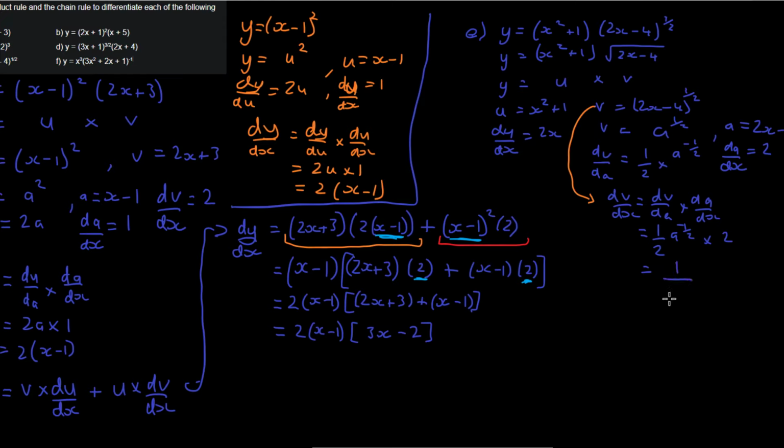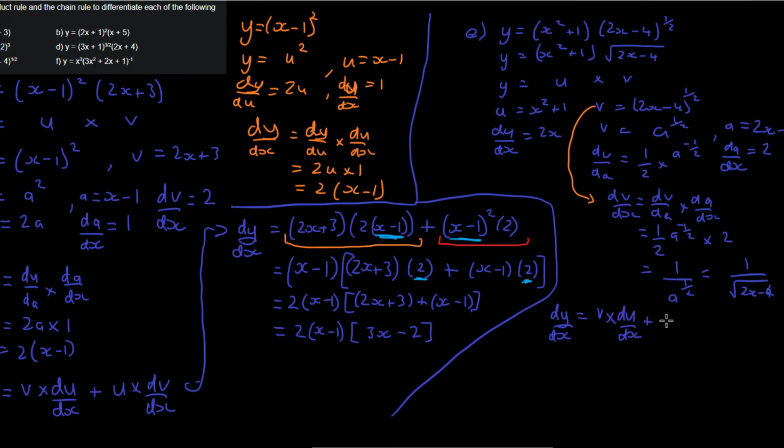I don't like negative powers. Let's just put that on the bottom. Oh, and remember, this is going to be the square root of 2x minus 4. Yep, that 4 is perfect. Fantastic. Now, let me just block this one off. Remember, we want dy dx. So dy dx, what is that equal to? That is equal to v times du dx plus u times dv dx.